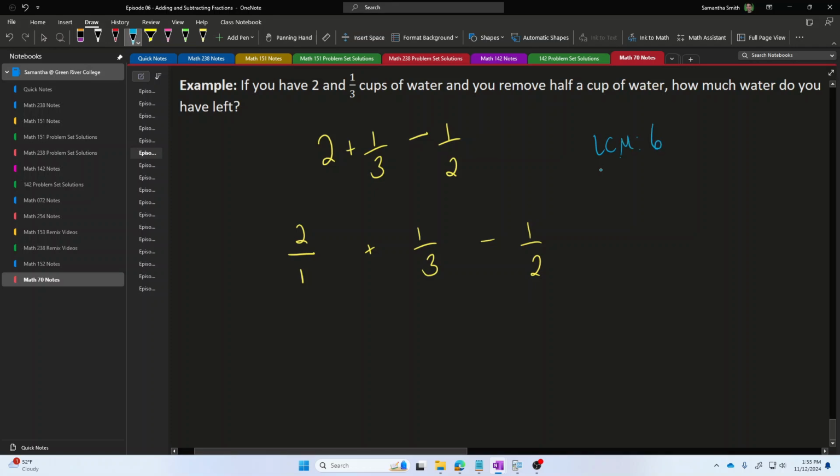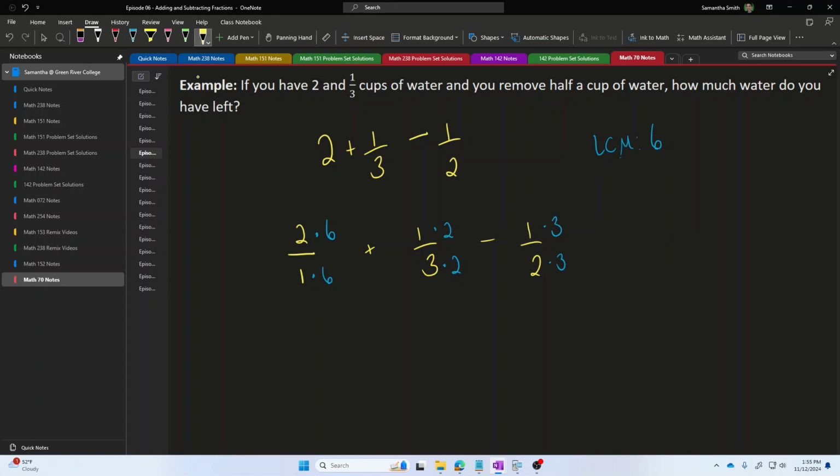Now, how will I get the first fraction to have a denominator of 6? Well, 1 will become 6 if you multiply by 6. How do I get the second fraction to have a denominator of 6? 3 will become 6 if we multiply it by 2. How do I get the final fraction to have a denominator of 6? 2 will become 6 if you multiply it by 3.